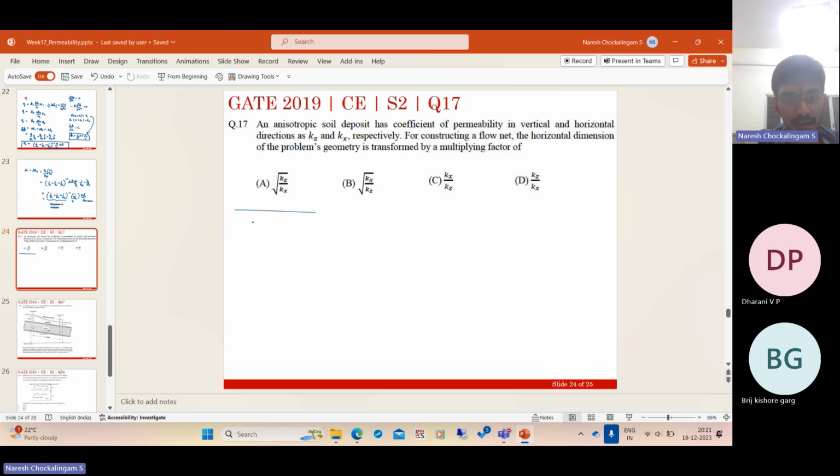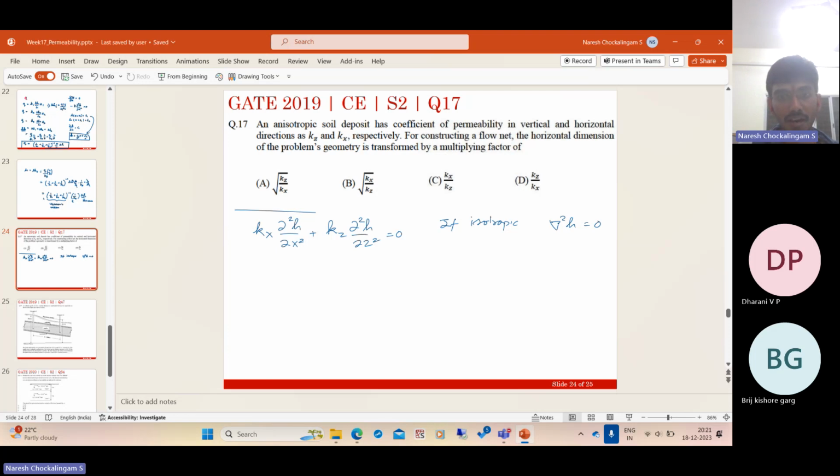But how it comes is, if you remember, the actual continuity equation we had was Kx dou square h by dou x square plus Kz dou square h by dou z square is equal to 0. This is the actual continuity equation. But if the soil is isotropic, we say Kx equal to Kz and we cancel it on both sides and we get the Laplacian. So if K is isotropic, this reduces to del square h equal to 0. But if these two coefficients are different, it doesn't reduce to that.